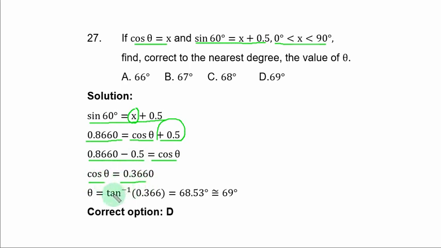So go to check inverse of cosine, not tan. If you check inverse of cosine of 0.366, you have 68.53 degrees. To the nearest degree, you have 69 degrees. You consider 68. The next number is 5. Round it up to 1. You add to 68 and you have 69 degrees. D is the correct option.